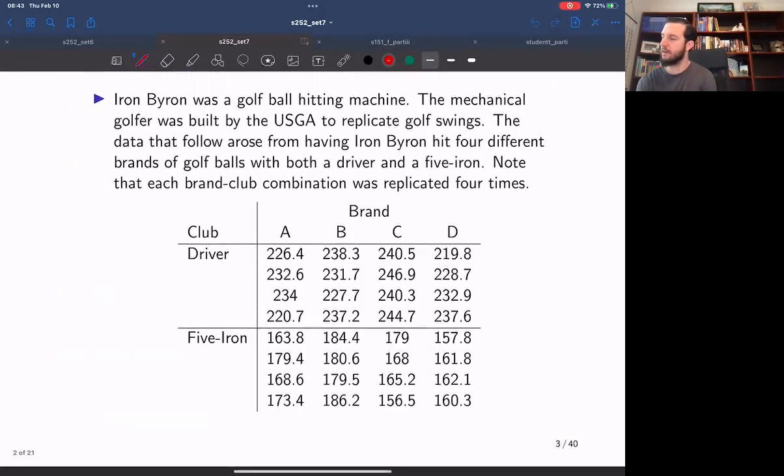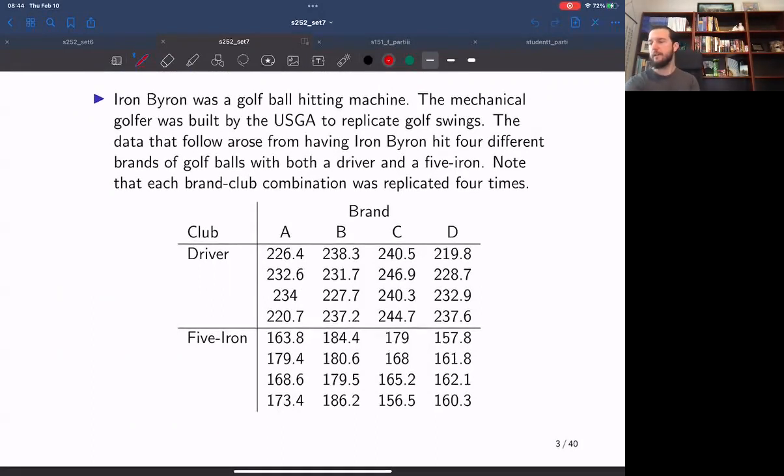Okay, so the data set on slide 3 is a representation of this type of problem. Here we have the Iron Byron, which is a golf ball hitting machine. This was also a machine that was referenced in the practice problems for the first quiz. This machine is basically designed to smack golf balls so that they can test club and ball performance.